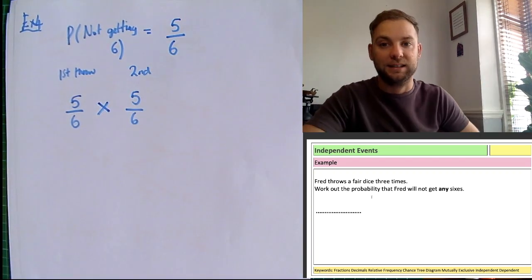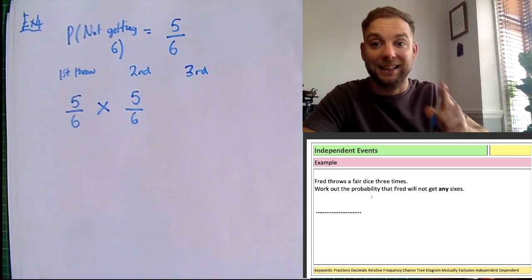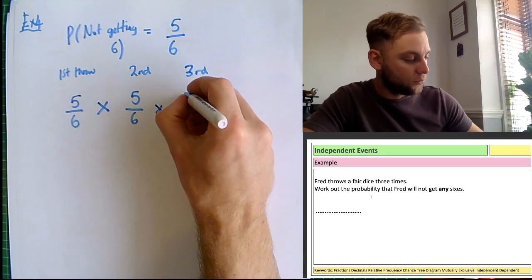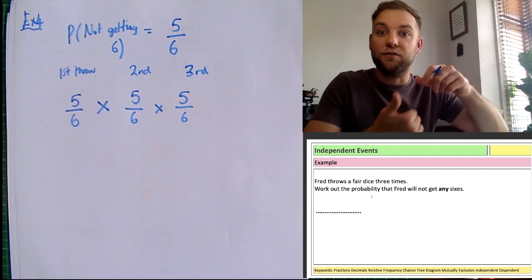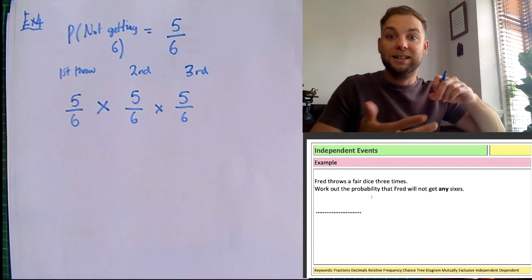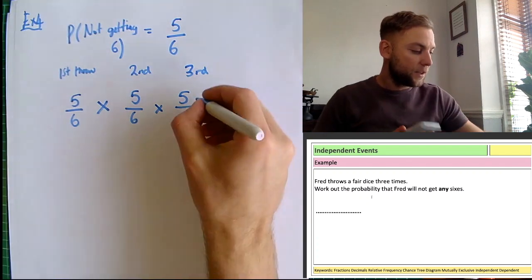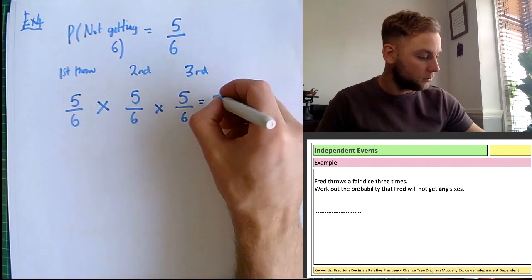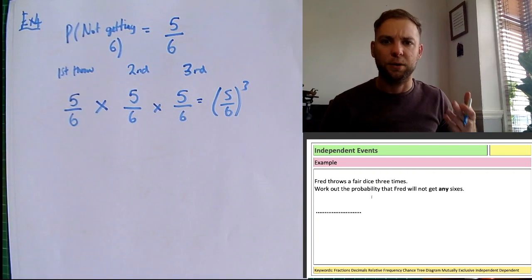So we times these together. And then on the third throw, we want him to not get a 6 again. So it's going to be equal to 5 over 6 again, like so. So it's the probability of not getting it on the first one, times by the probability of not getting it on the second one, times by the probability of not getting it on the third one. So then we can do it in our calculator. We could do this using powers if you want. So some people like to go 5 over 6 all cubed, because when we time them together we cube them.